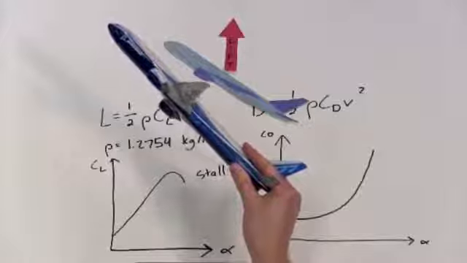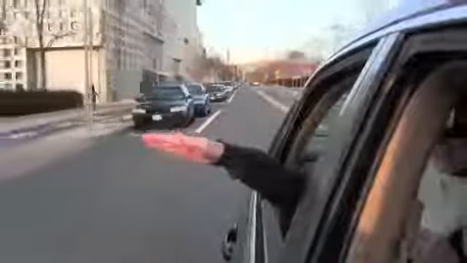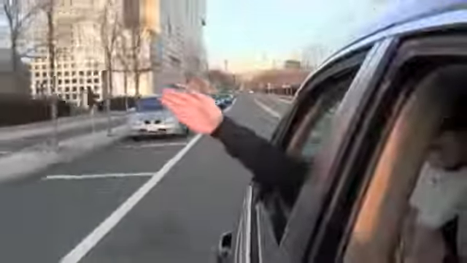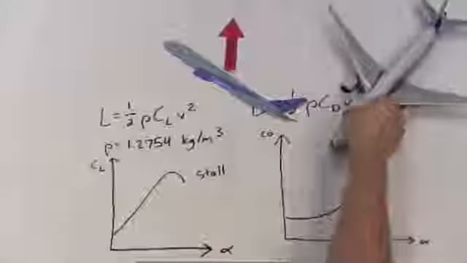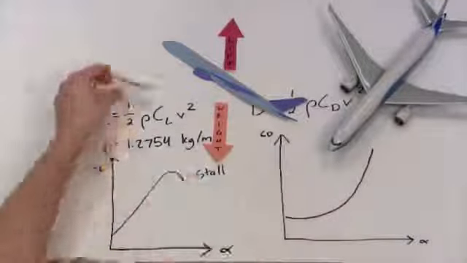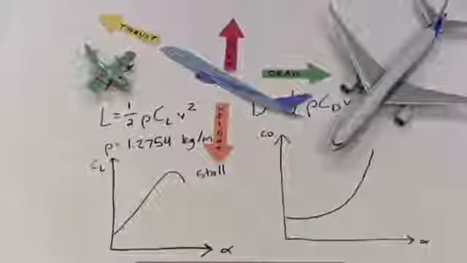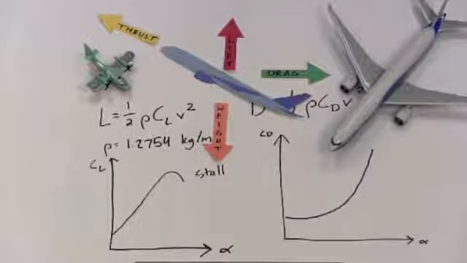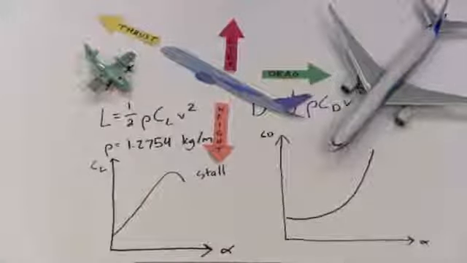Now, this reminds me of something that we talked about earlier. Exactly. This is very similar to whenever you hold your hand out the window of a car. And so, that's pretty much everything you need to know about how an aircraft flies. So the next time you're on an airplane or you just see one, you can really know exactly what it is that's keeping it up in the air.